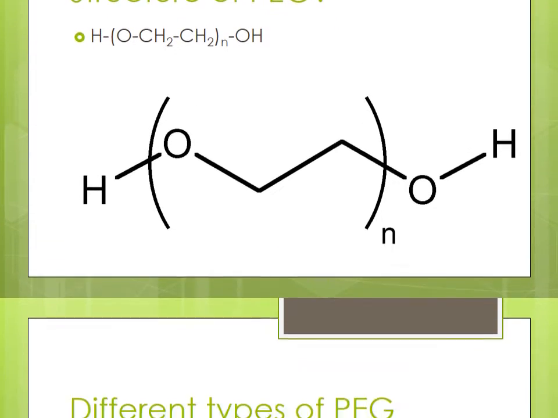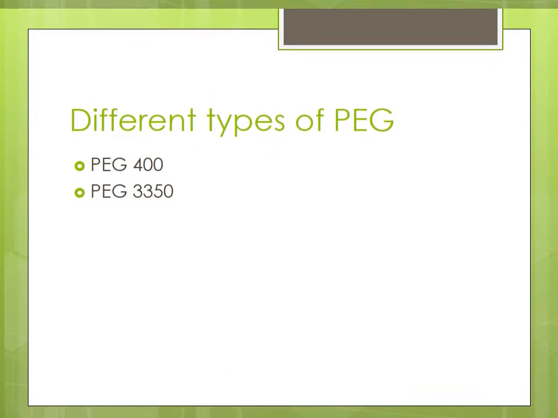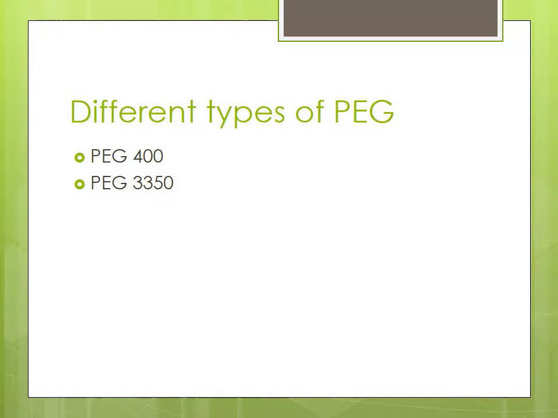The different types of PEG. The molecular weight, which is determined by the number of glycol units, determines the types of PEG categories.